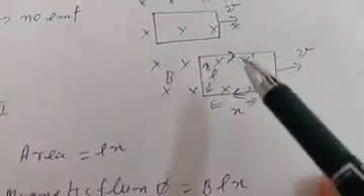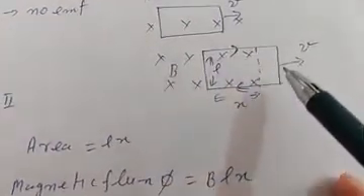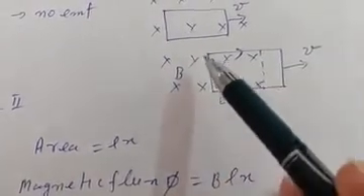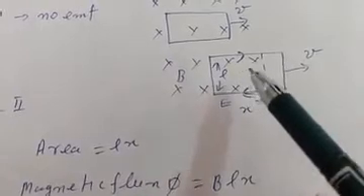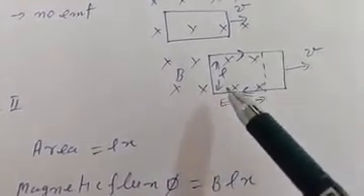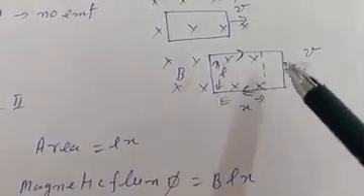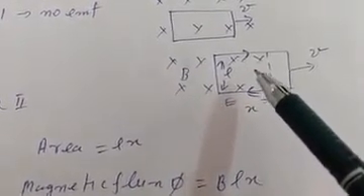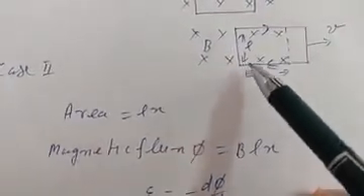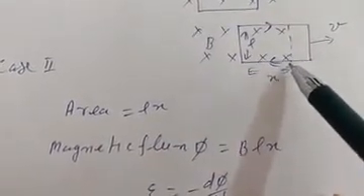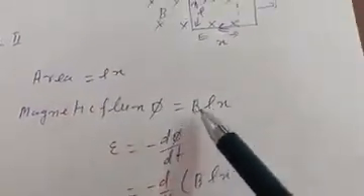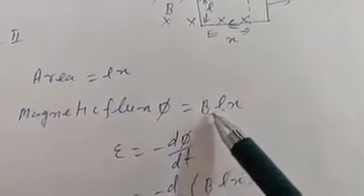In the second case, some part is outside and it is moved in this direction with velocity v. The magnetic field is B. So the area which is in this magnetic field will decrease. So flux in this loop will decrease now. So in this case there will be induced current. Now this side is L and the distance from this point to this point is x. So the area will be Lx. What will be the magnetic flux? BLx. B is the magnetic field.